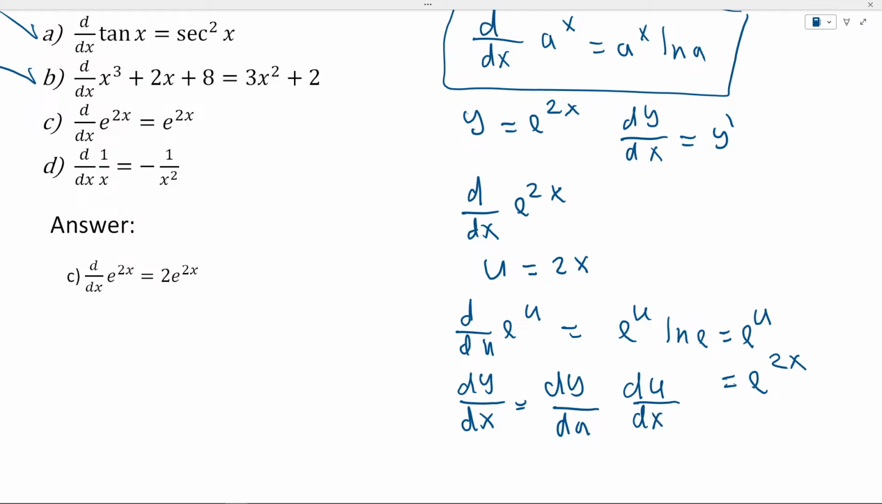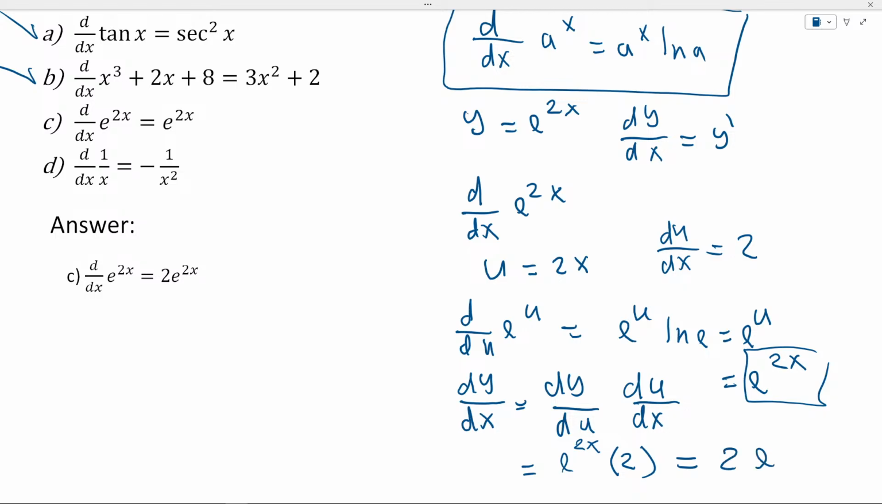Why is this a trick? Because here this du could cancel out with this du, and then I get dy over dx. So now what is dy over dx? That is dy with respect to du, which is e to the power 2x, what we got here, times du with respect to dx. What is du with respect to dx? That would be equal to 2. So that will give me 2 e to the power 2x.